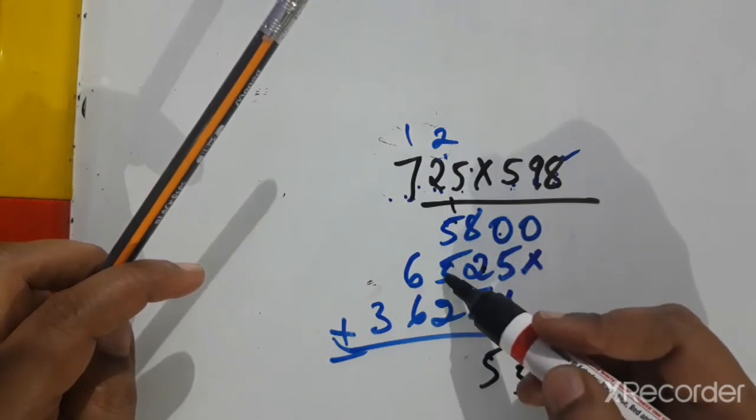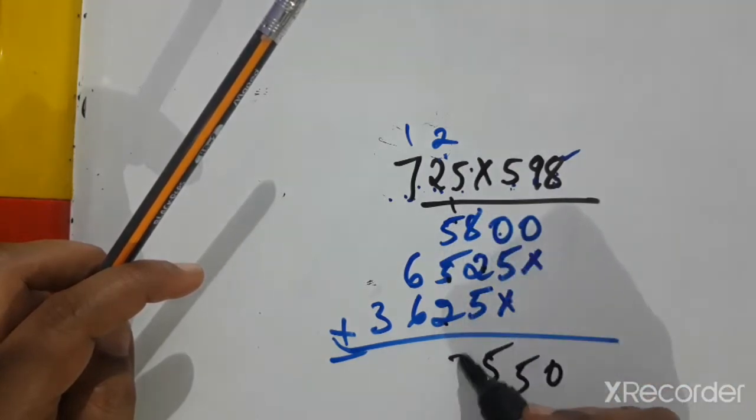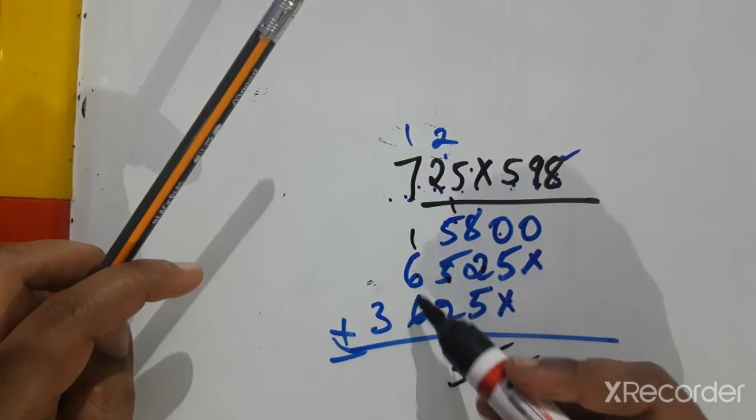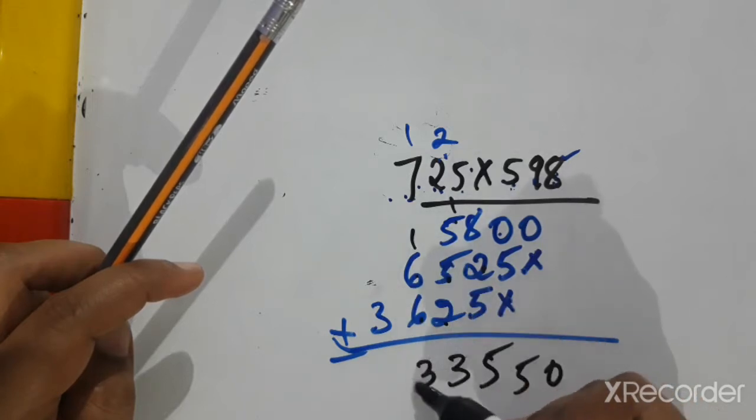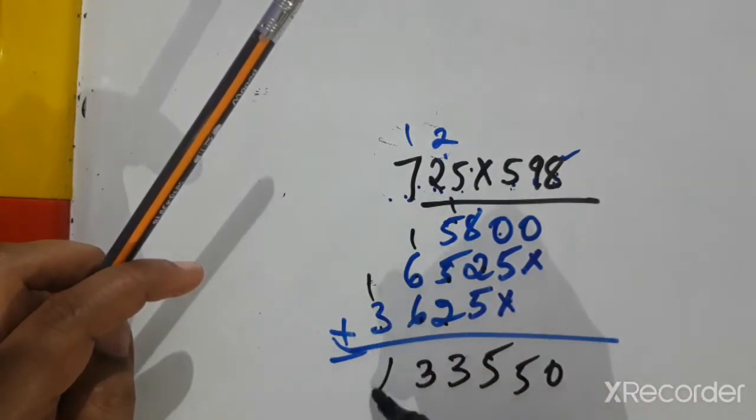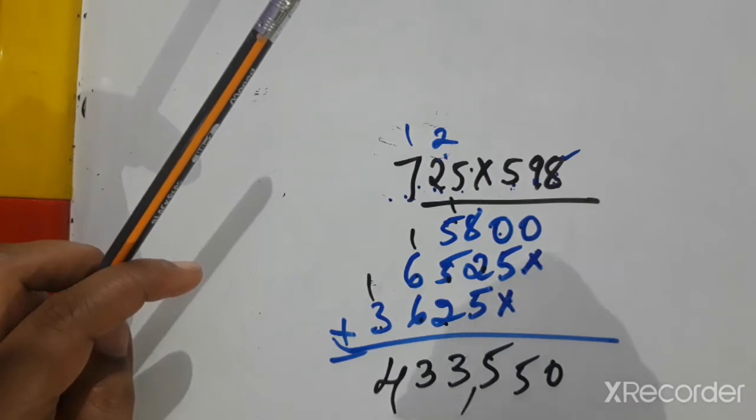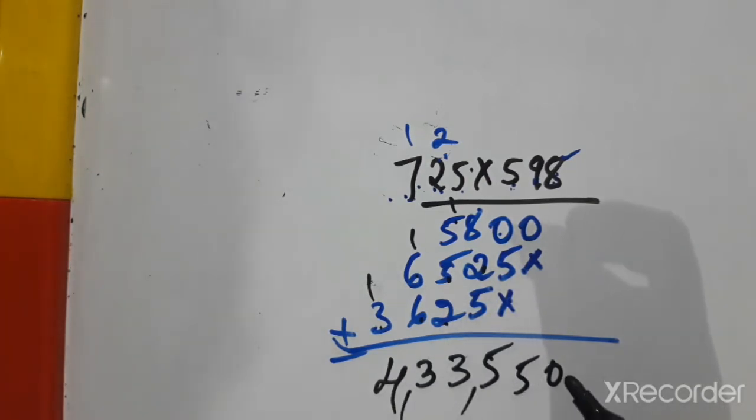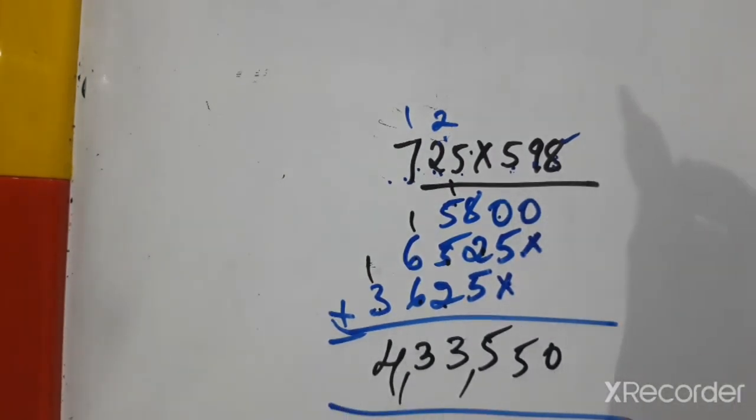5 plus 5 is 10. 10, 12, 13. 3 here, 1 carry out to the next place. 6 6s are 12. 12 plus 1 is 13. So 3, 1 carry out to the next place. 3 plus 1 is 4. Answer is 4,33,550.